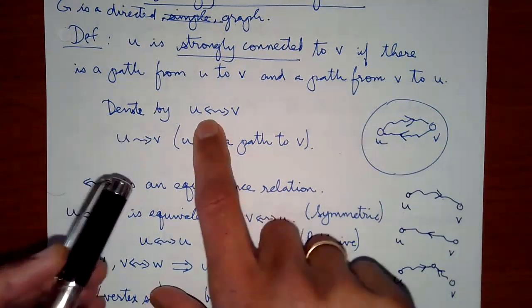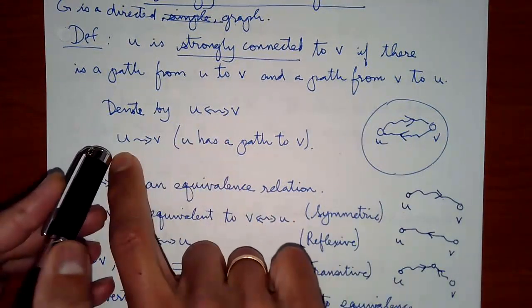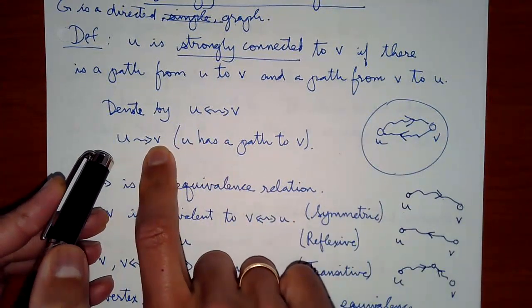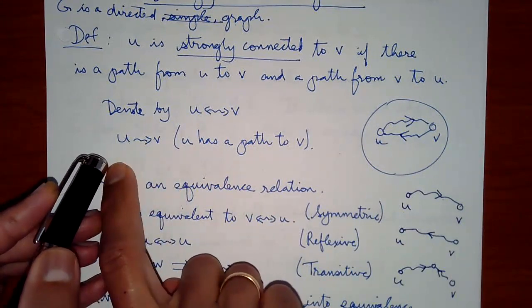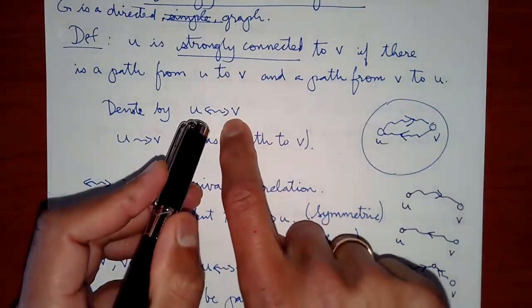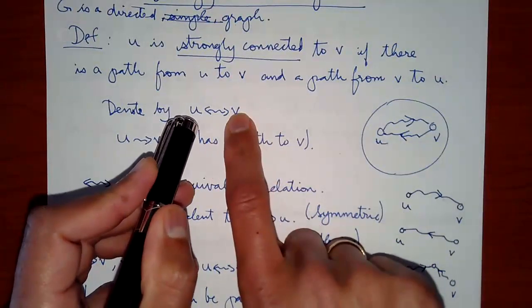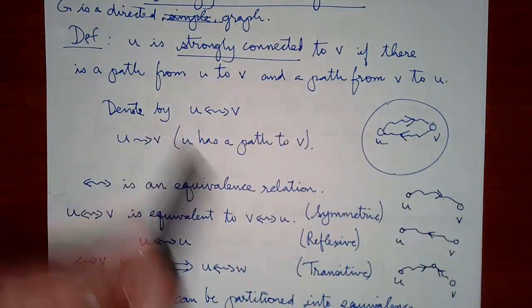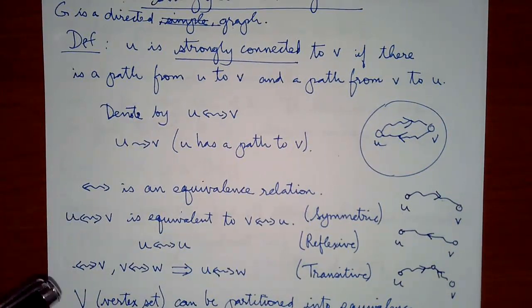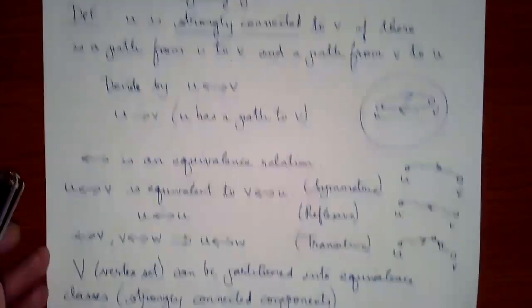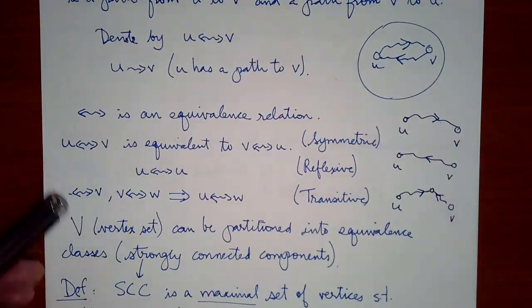So I'm going to denote that by this sort of squiggly arrow. So u squiggly arrow v means u has a path to v. And v squiggly arrow u means that v has a path to u. So I put a double arrow saying u is strongly connected to v. Now this squiggly arrow is an equivalence relationship. So what does that mean? It satisfies the three properties of an equivalence relationship.